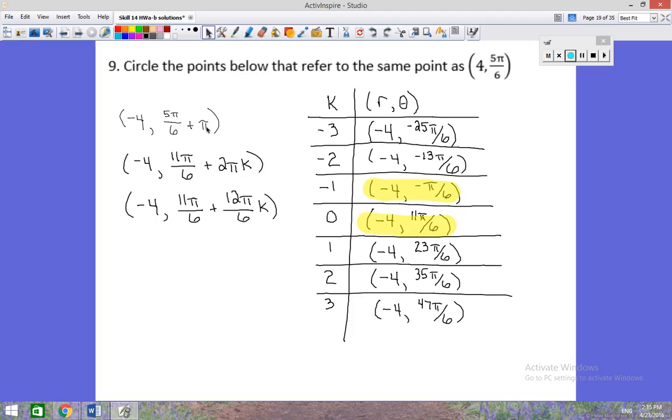5 pi over 6 plus pi got me to 11 pi over 6. So I know that negative 4 comma 11 pi over 6 is the same point as 4 comma 5 pi over 6. Go around almost one complete revolution, and rather than going out on that ray of 11 pi over 6, because it's negative, you have to go in the opposite ray, which is 5 pi over 6, and you go out 4 units.